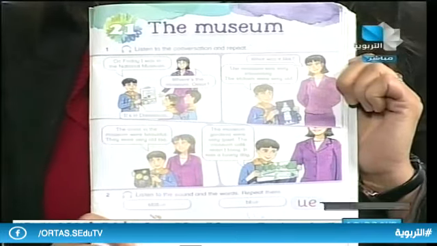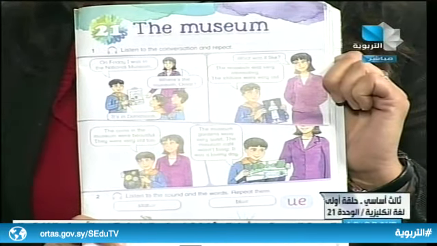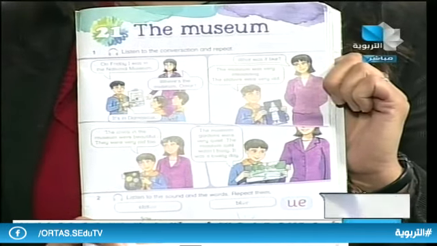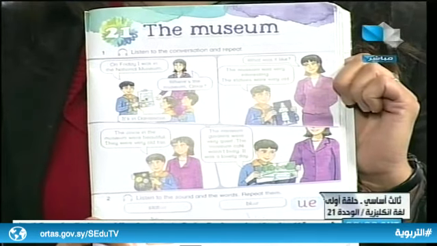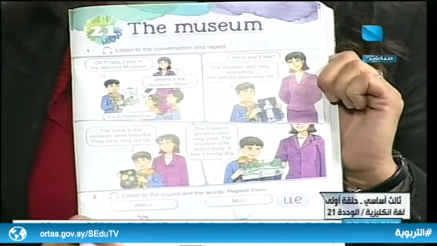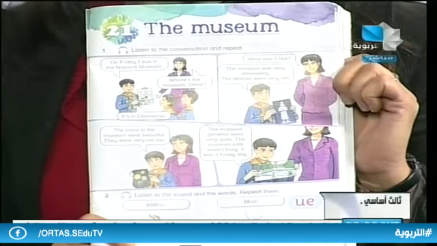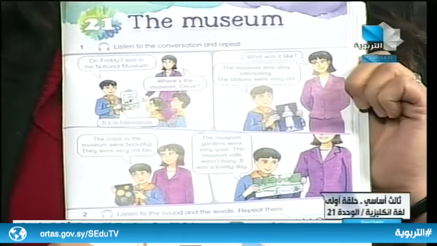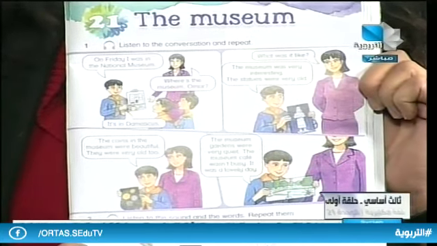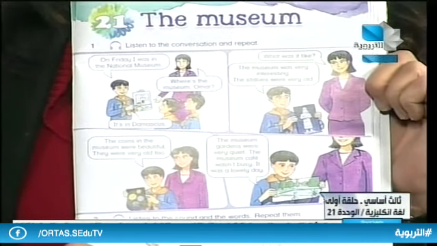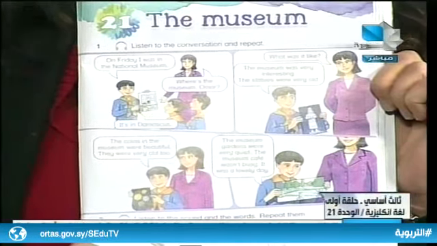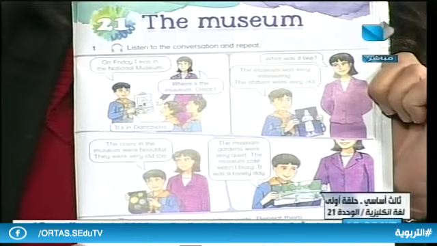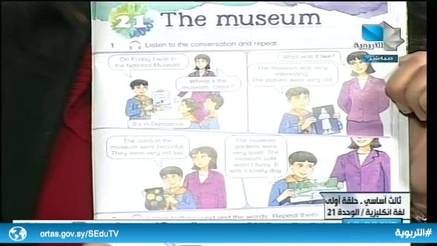On Friday, I was in the National Museum. Where's the museum, Omar? It's in Damascus. What was it like? The museum was very interesting. The statues were very old. The coins in the museum were beautiful. They were very old too. The museum gardens were very quiet. The museum cafe wasn't busy. It was a lovely day.